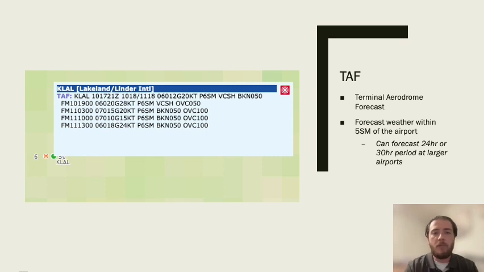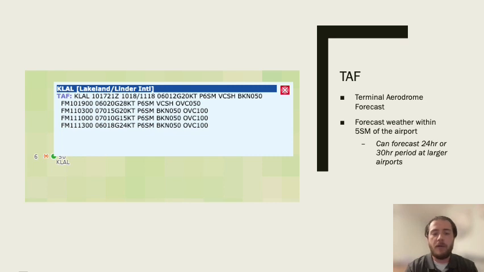So this is going to be good if we were planning on this 200 nautical mile cross country and it's going to take us a couple hours to get up there. This is going to be a pretty good representation of the weather that we might be able to expect later in the day. So they can be either forecast for 24-hour or 30-hour periods.